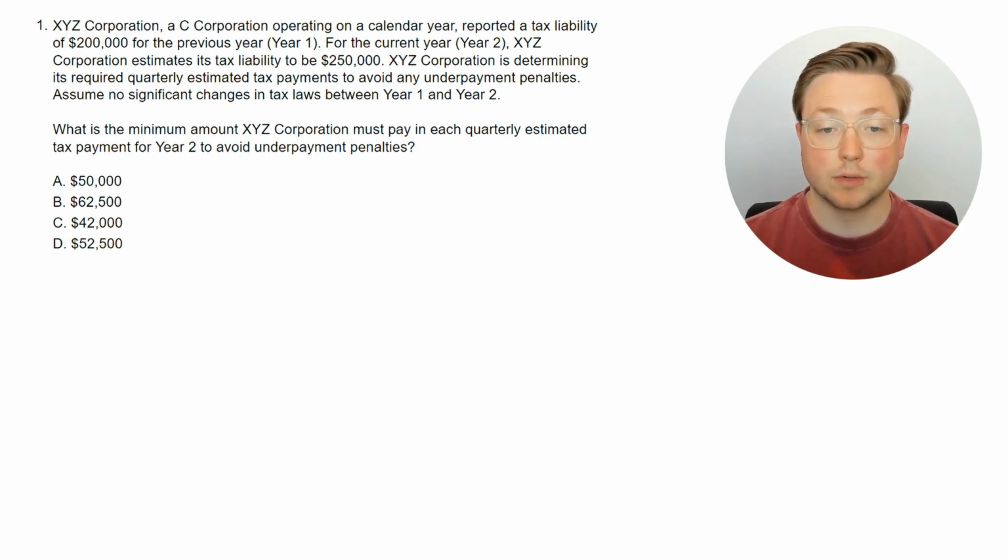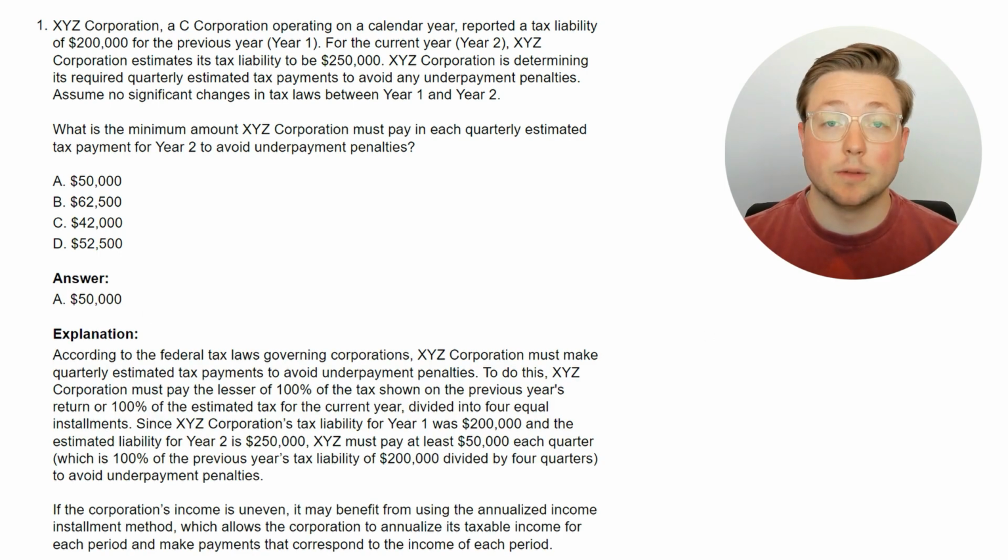What is the minimum amount XYZ Corporation must pay in each quarterly estimated tax payment for year 2 to avoid underpayment penalties? So if you know anything about estimated tax payments for individuals, you might think about that in this situation. This is a little bit different for C corporations though, so let's go ahead and dive into the answer to learn how this works. Okay, so the minimum that they would have to pay each quarter is $50,000.